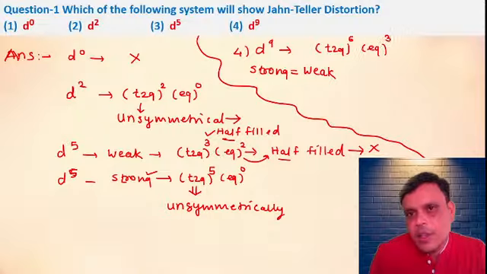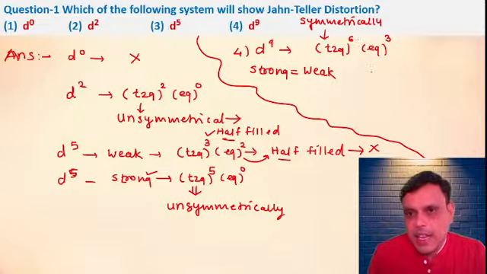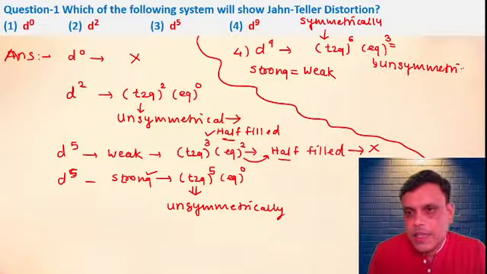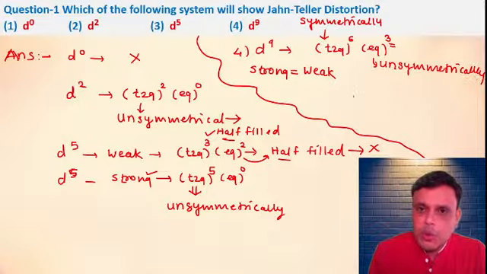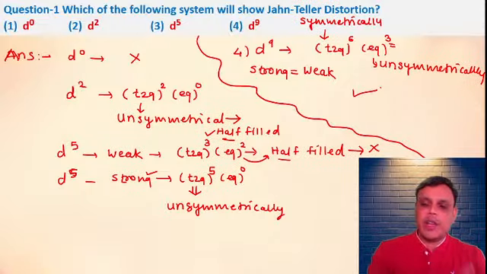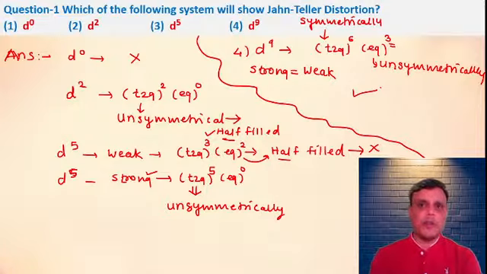T2g6 and eg3. So here T2g orbitals are symmetrically filled, and in eg orbitals, 3 electrons are there. It is unsymmetrically filled. So it will show Jahn-Teller distortion with higher magnitude. Correct. Grisha ने सही बोला. So in this way you have to solve the question based on Jahn-Teller distortion.